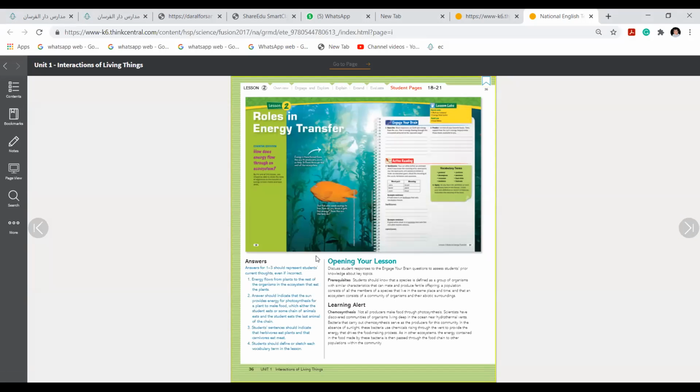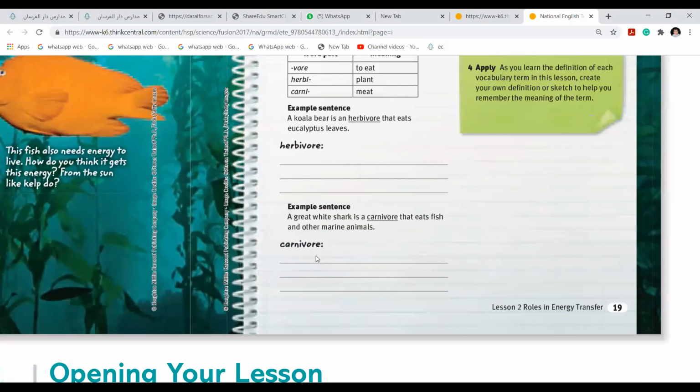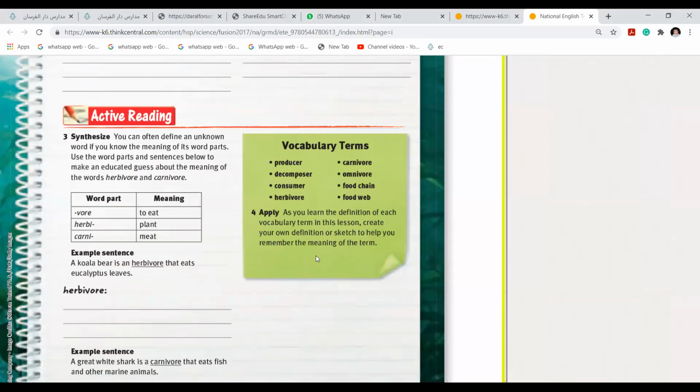Okay. Roles in energy transfer. Whenever I say energy transfer, the first thing that must come to your mind is the food chain. It's transferred through the food chain or food web. By now you must be perfectly knowing about producers, plants, and decomposers. They feed on dead animals and they decompose. They feed on dead material.